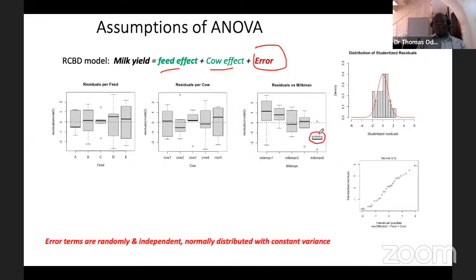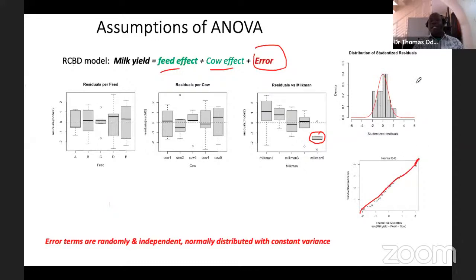Milkman number 5 now seems to have a negative value. So the model overestimates the amount of yield. So probably milkman number 5 is the thief who has been stealing our milk according to the model that we have here. Now, when it comes to the normality, we seem to have a little bit of an issue, but this should be fine enough. I mean, we need a straight line passing through. So this is okay, I think.